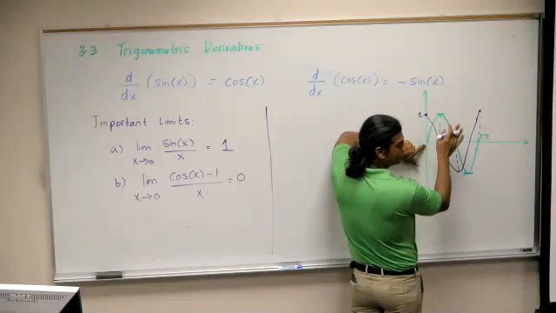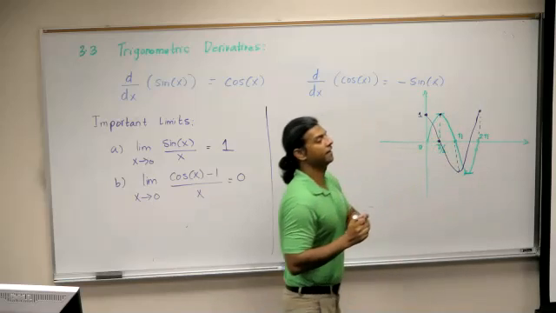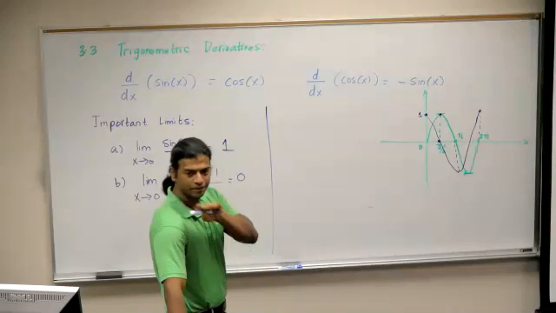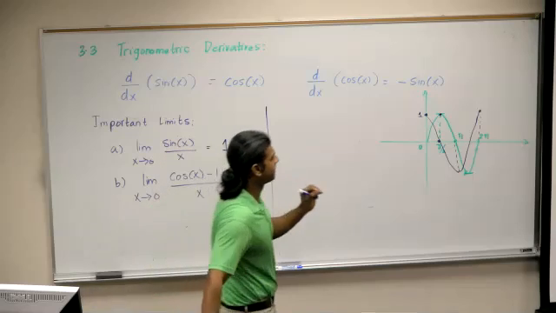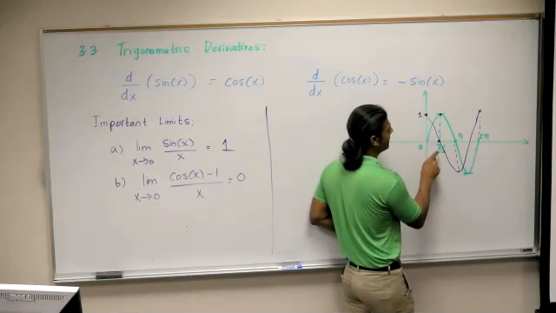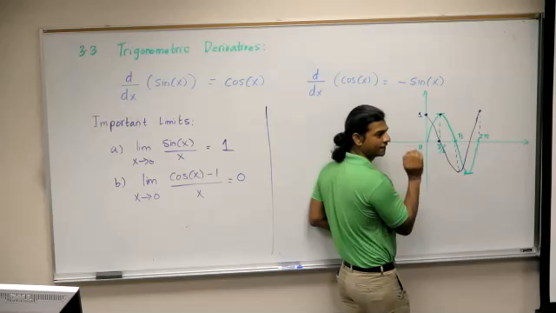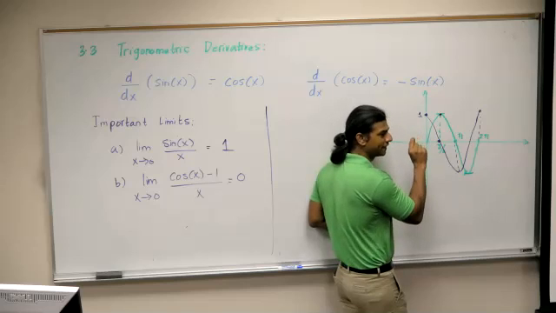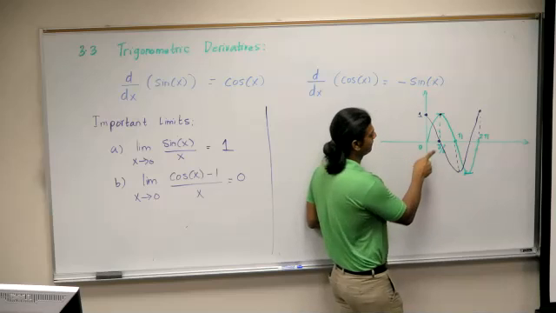Now, from 0 over here you are going up, and at pi over 2 you're making a turn in the sine function. Exactly at that point, what is the slope of the sine function? It's flat. If it is flat, then the slope is 0. So does the cosine function describe that behavior at pi over 2? Does it tell you that the sine function is going to be flat at pi over 2 at that exact instant?